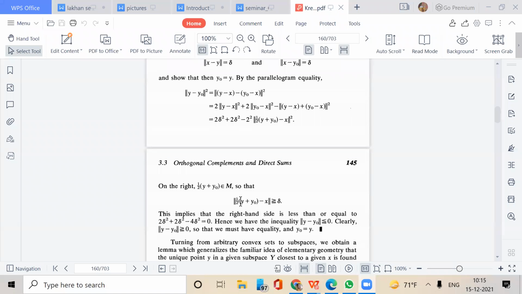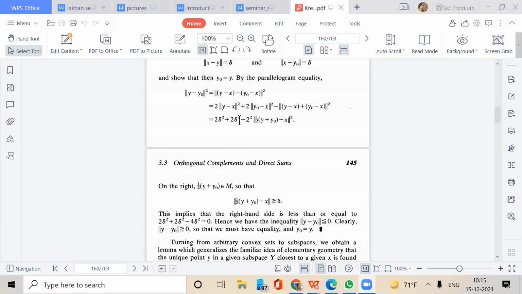We have norm of 1 by 2 into y plus y naught minus x. That is 1, 2, 3, the third term on the right hand side. This is greater than or equal to delta. So that norm of y minus y naught whole square is greater than or equal to 2 into delta square plus 2 into delta square minus 2 square into delta square. So it gets cancelled and it becomes 0.